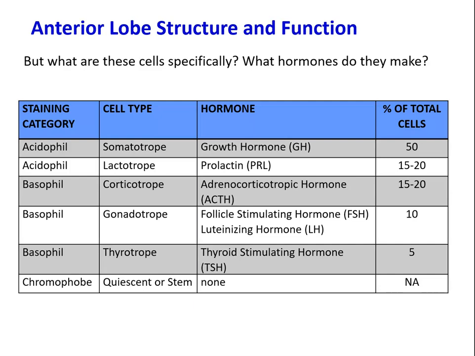The chromophobes are probably quiescent or stem cells. It's not really known exactly what they're doing, and they don't make hormones. They could be any of the others, acetophils or basophils, in a resting stage or in a stem cell stage, and that's not been determined.